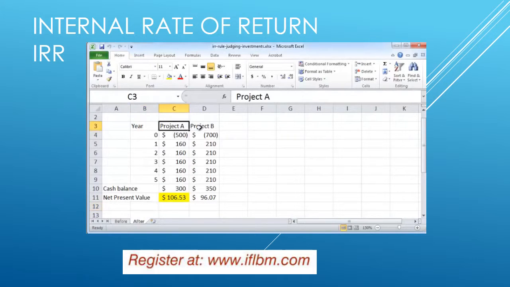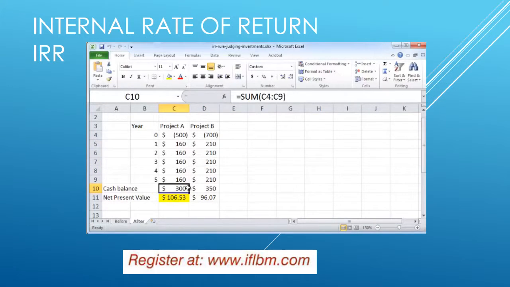Let's say you have project A and project B, and you have 5 different years, 1 through 5, and initially in the 0th year, or at the very start of your analysis period, you're investing $500 in project A versus you need to invest $700 in project B. Project A gives a return of $160 in every subsequent year for the next 5 years, and project B instead gives $210.